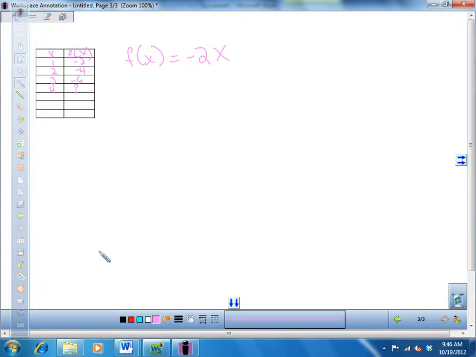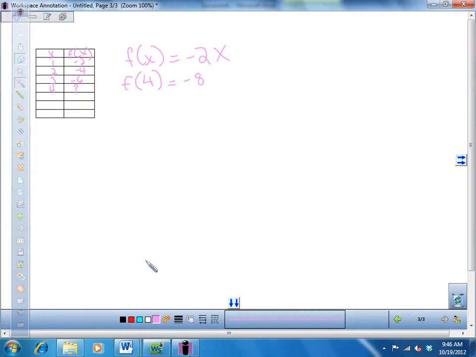Y equals negative 2 times x, which you just write y equals negative 2x. You don't need a times sign in between. Multiplication is implied when they're right next to each other. So to find this one, what is f of 4? Who can tell me what f of 4 is? Britt? Negative 8. Very nice. It's just negative 2 times 4, which gives you negative 8.